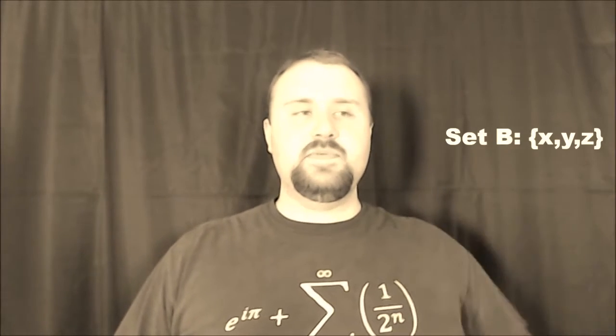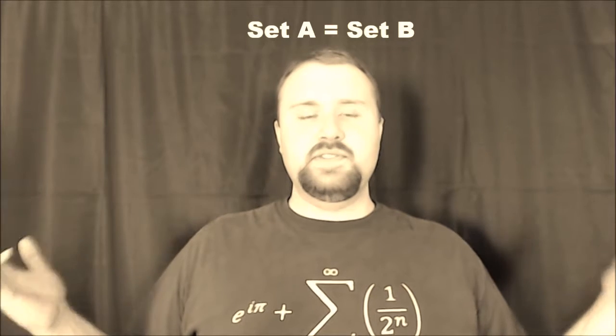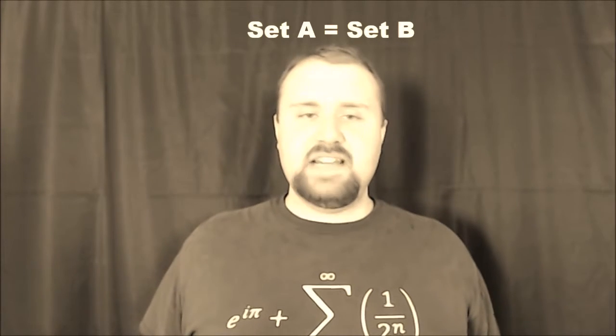I said once that 2 sets are equal if they have the same elements. In practicality, the way that we show that a lot of times is by showing that both sets are subsets of the other one. If I have set A here, and everything in set A is in set B, and then for set B, everything in here is in set A, then those 2 sets are equal. They're the same set, basically.